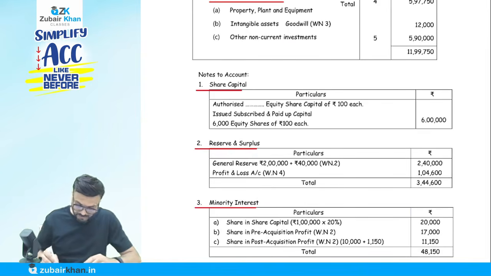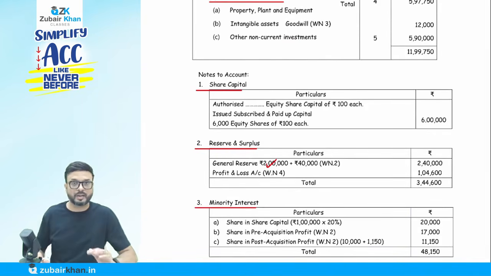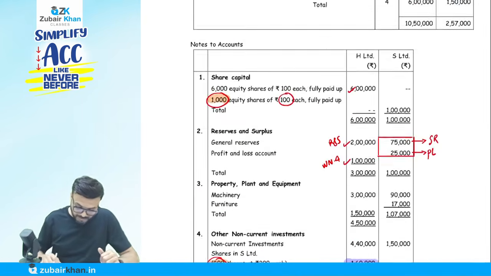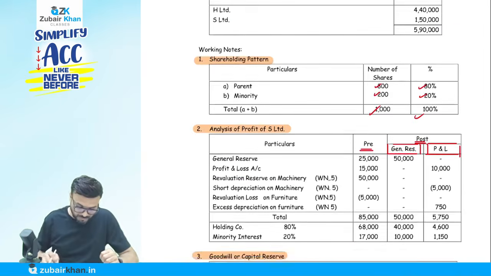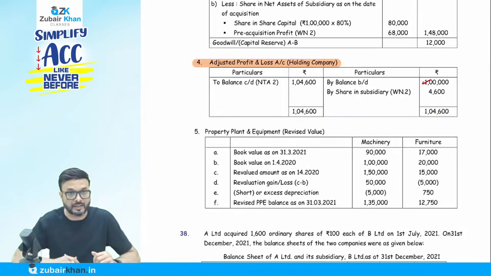So in reserve and surplus, you can see this 2 lakh. What is this 40,000? I will discuss with you later, but 2 lakh. Then how much is this? This 1 lakh is the profit and loss account balance. So in working note number 4, you can see how much we have: the 1 lakh.